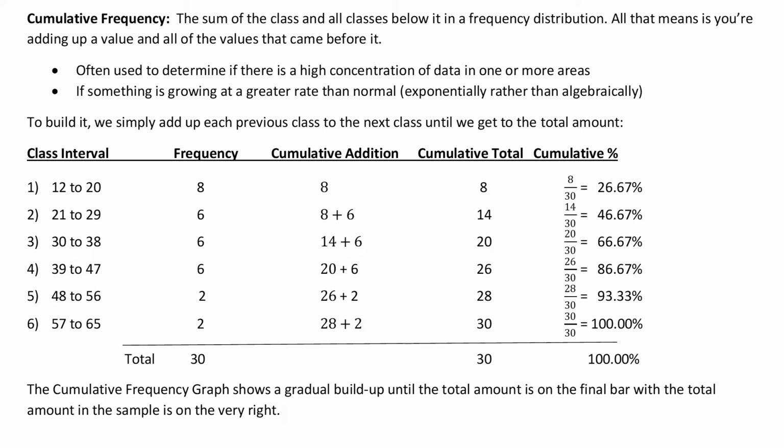We go to 30 to 38. We add the 6 to that 14, which is 20. 20 out of 30 is 66.67%. This shows us how quickly something builds up. Is there some kind of exponential, logarithmic, algebraic pattern to this? We're just observing, but we're seeing if there's some kind of trend we should be exploring further and why that trend is going on.